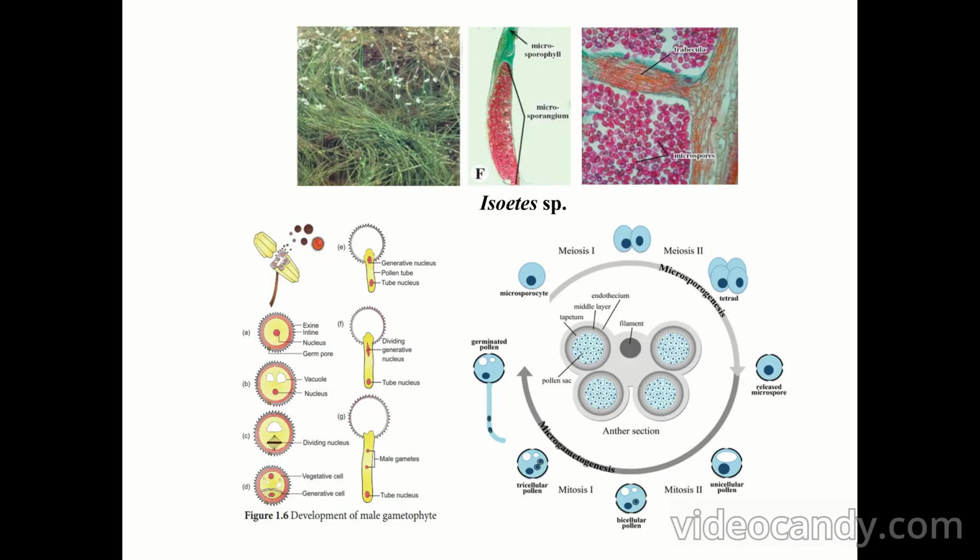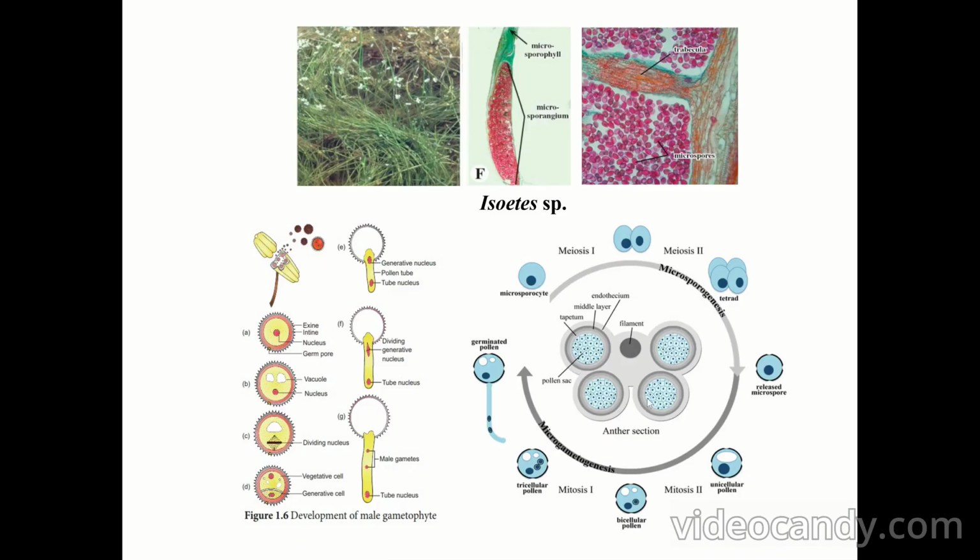Each one of these four microspores is capable of producing pollen grains and can take part in the reproduction process. So you should remember that the microspores are haploid in nature, whereas the microspore mother cell is diploid in nature.